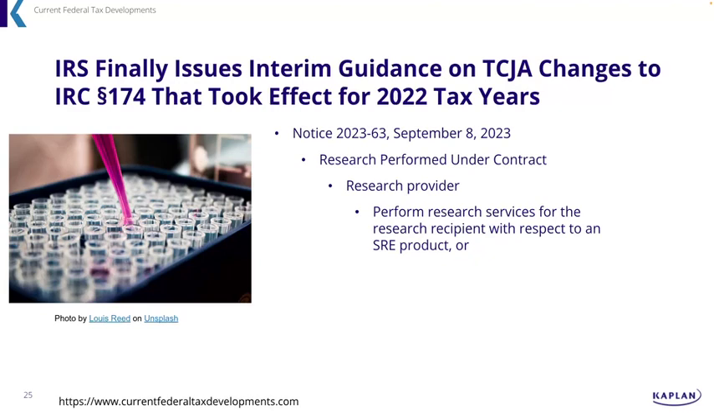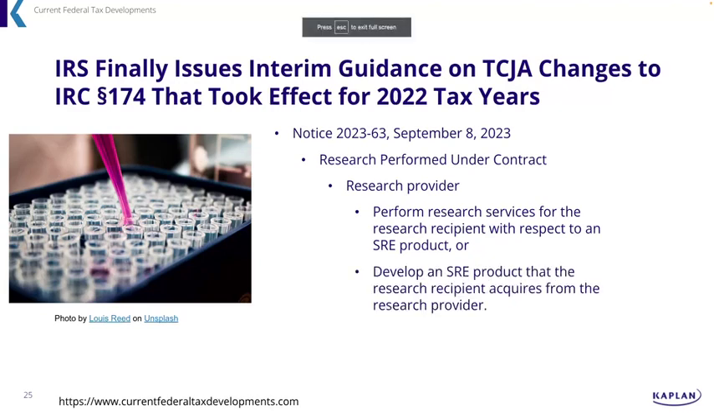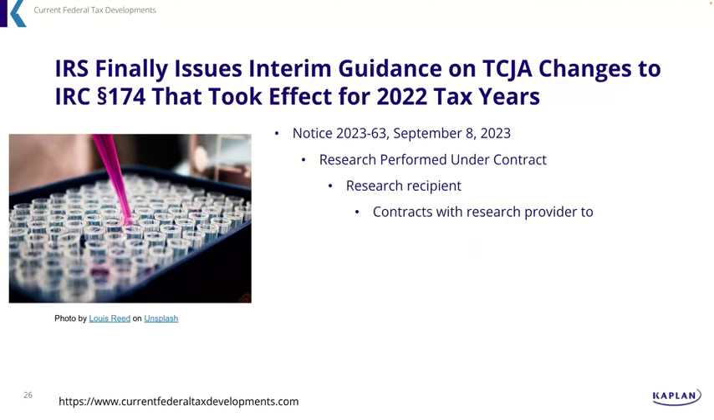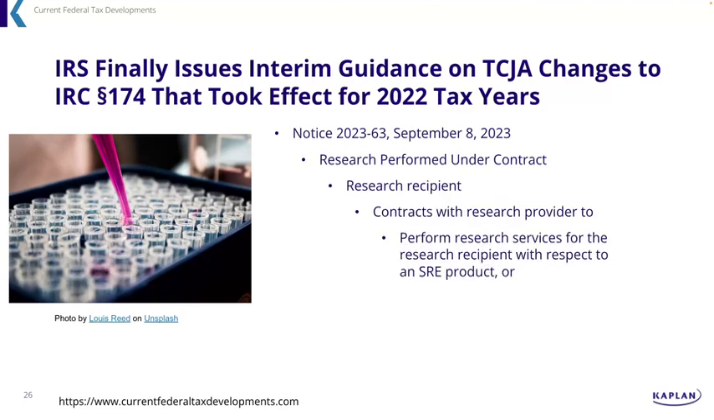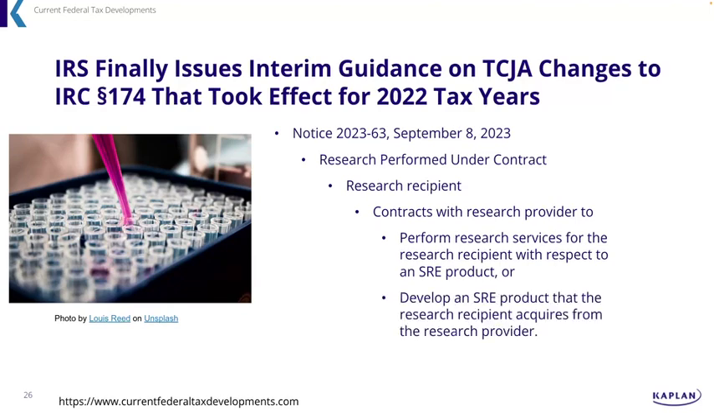Or we're considered a research provider if we develop an SRE product that they acquire from the research provider. Right? That'll be one of those things that the research recipient will acquire from you, the provider. You're a research recipient if you contract with the research provider to perform research services for the research recipient with respect to an SRE product, or develop the SRE product from the research recipient that the research recipient acquires from the research provider. So you take over, do either one of those, then if you contract for somebody to do those, you are considered a research recipient.